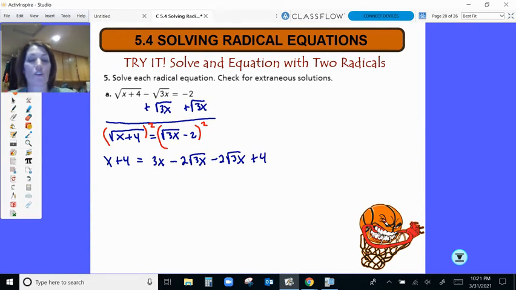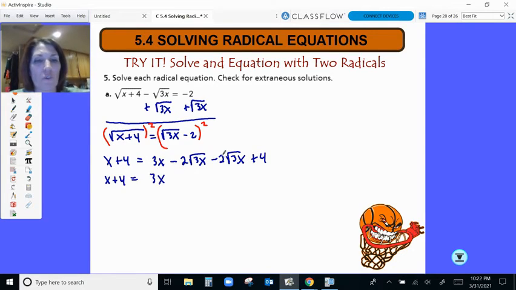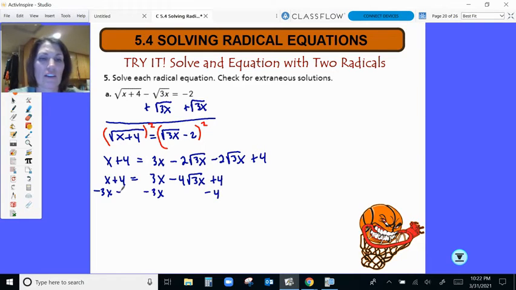Okay. So hopefully you've started to memorize, recognize that pattern by now. And if you need to write it out, that's okay. Go ahead and write it out. So this becomes x plus 4 equals 3x. I can combine these two, so minus 4 square root of 3x plus 4. And now I'm going to go ahead and subtract 3x from both sides. Subtract 4 from both sides.